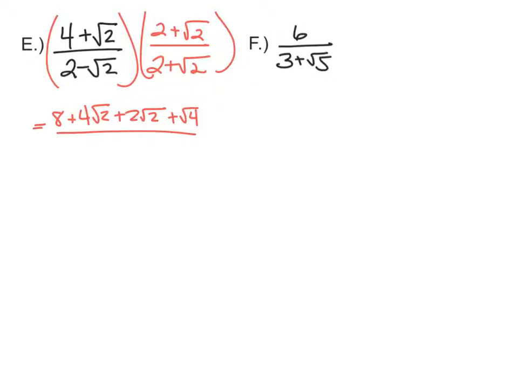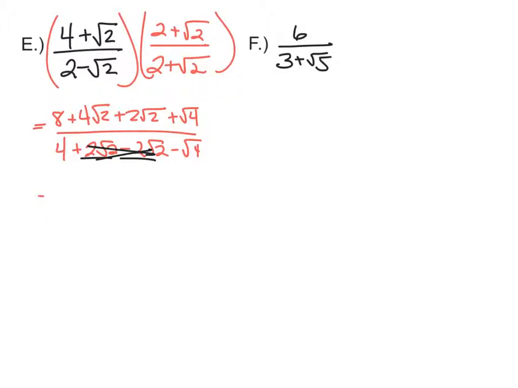In the denominator, you can FOIL that as well. First, 2 times 2 is 4. Outsides will give us 2 square root of 2, and then the insides will give us minus 2 square root of 2, and the last will give us minus the square root of 4. This was the whole reason that we multiply by the conjugate, is it will have this plus root 2 and minus root 2, and that will cancel.